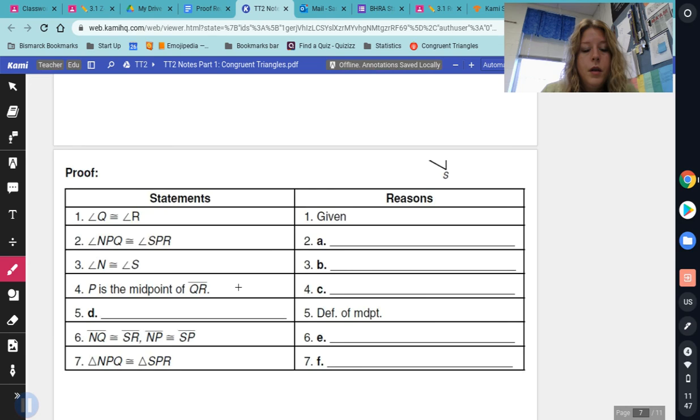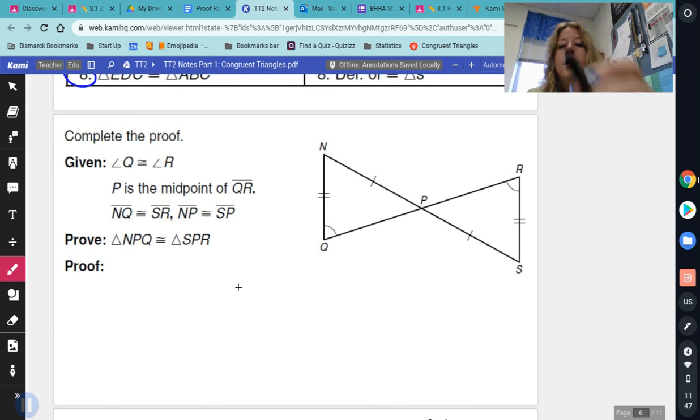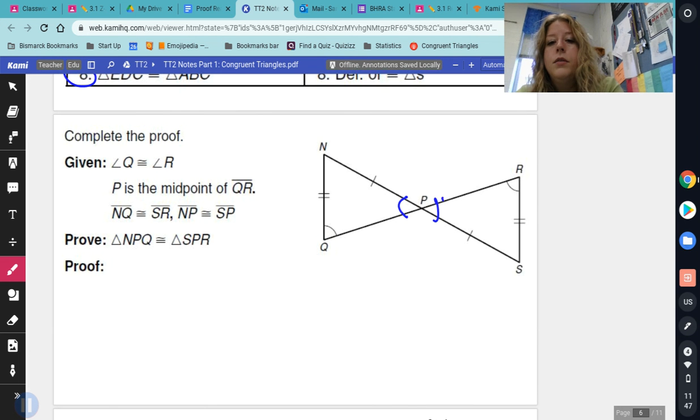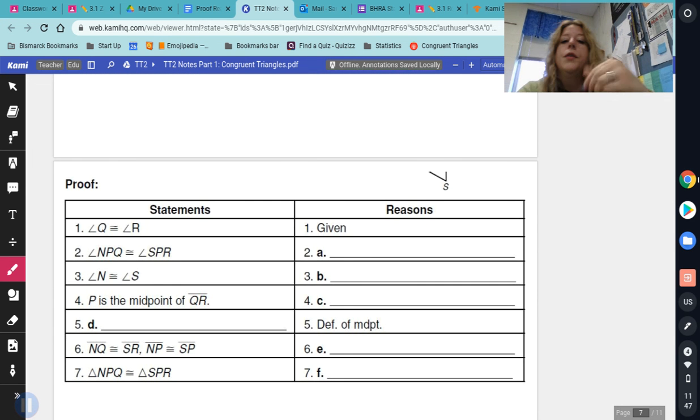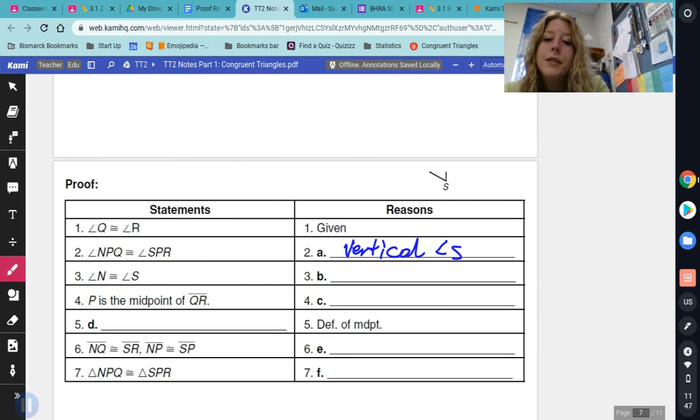Okay, so we got Q congruent to R because they were given. NPQ and SPR, those are these two angles. Why are they congruent to each other? Well, they're congruent because they're vertical angles. Angle N is congruent to S. That one is congruent because of the third angles theorem. We have the other two.